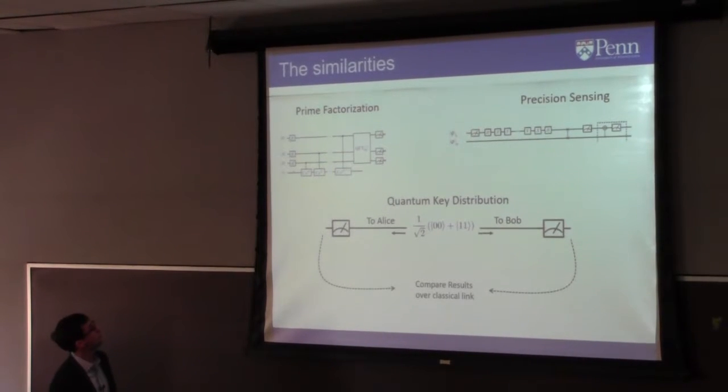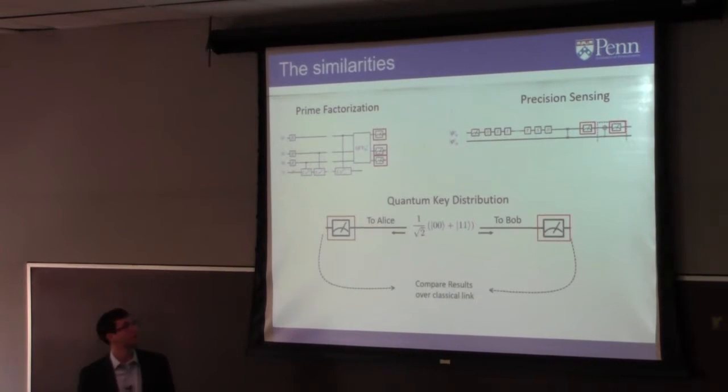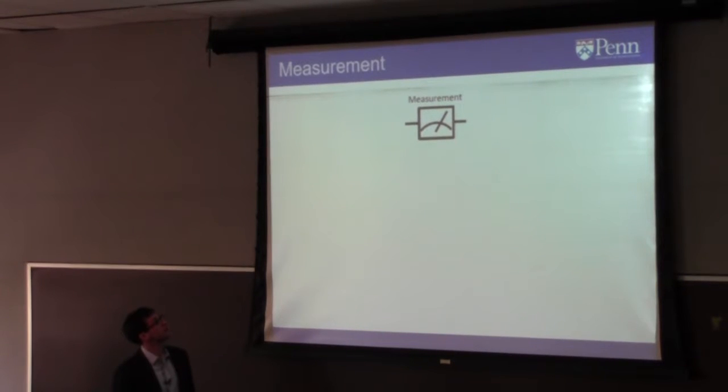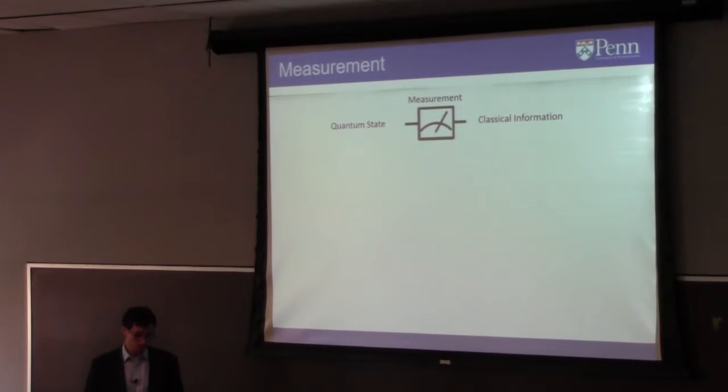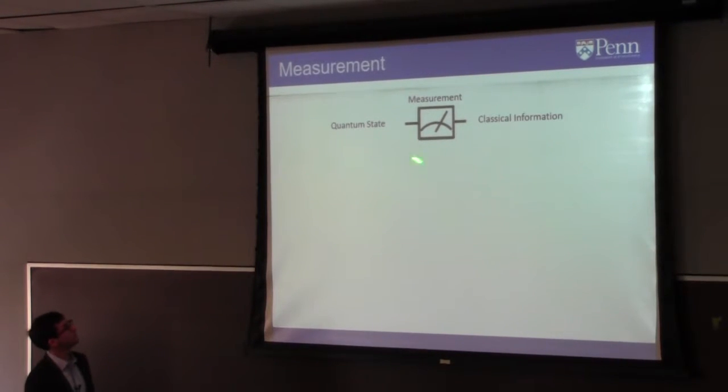Now, one thing I want to highlight is that all of these diagrams have this little measurement block. And this measurement block is taking a quantum state and converting it to classical information. So that's something we can measure in the lab. But in these circuit diagrams, they really take this for granted. This is a challenging task.